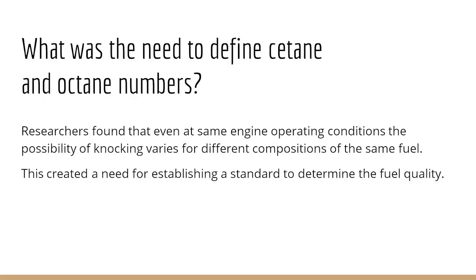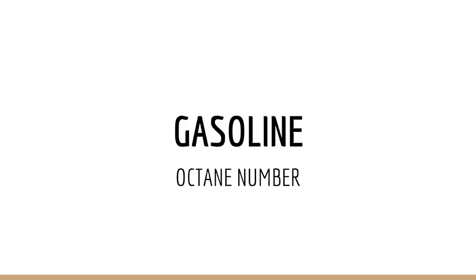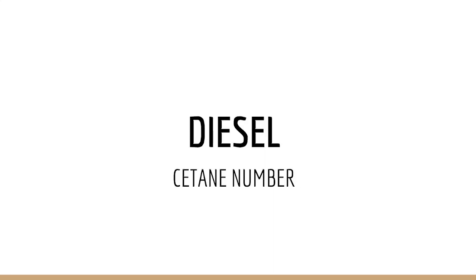Before getting right into the topic, we need to understand the reason behind defining cetane and octane numbers. Researchers found that even at the same engine operating conditions, the possibility of knocking varies for different compositions of the same fuel. This created a need for establishing a standard to determine the fuel quality. For this, the quality of gasoline is measured in terms of octane number and the quality of diesel is measured in terms of cetane number.